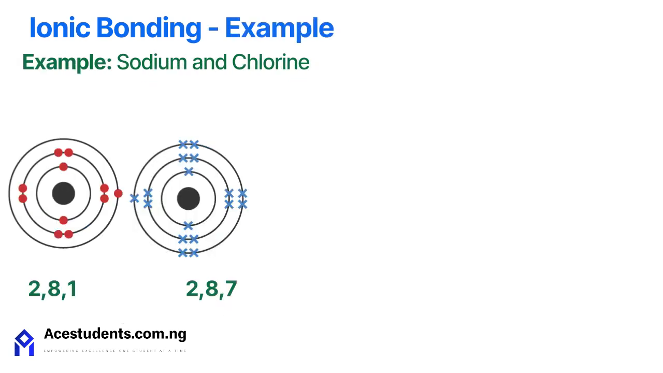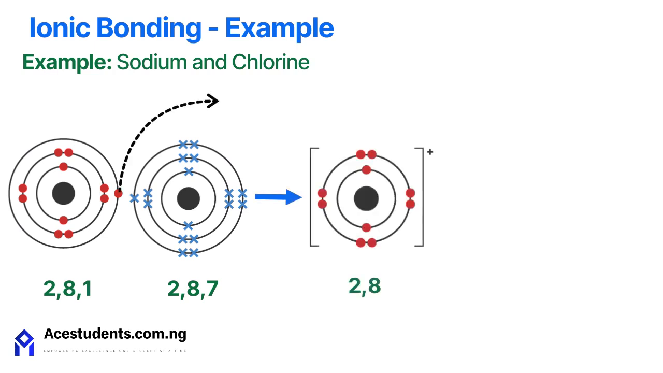Let's look at sodium and chlorine. Sodium has 1 electron in its outer shell. Chlorine has 7 electrons in its outer shell. Both atoms are unstable because their outer shells are not full. Sodium transfers its 1 outer electron. By losing this electron, sodium becomes stable with a full outer shell underneath. It is now a positively charged sodium ion.